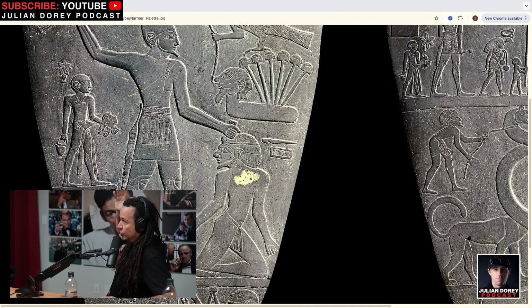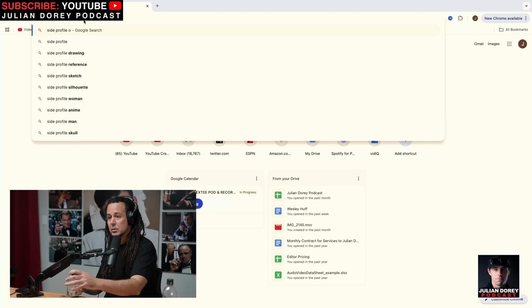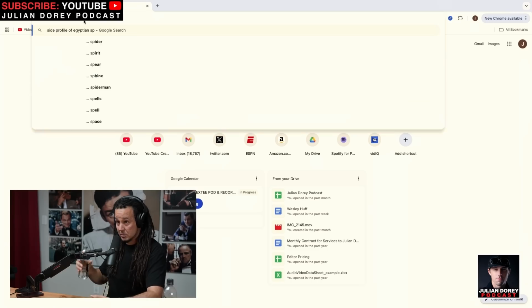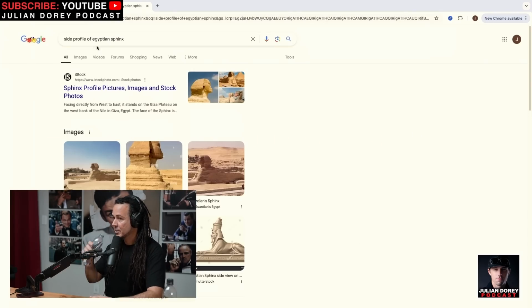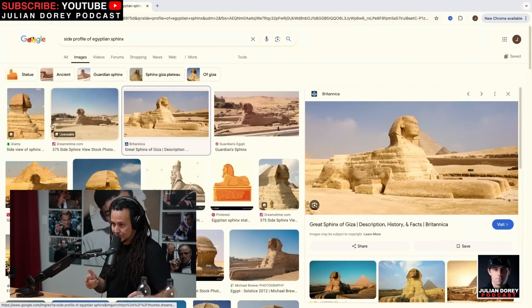Now go back to the Sphinx. Put in side profile of Egyptian Sphinx. Side profile Egyptian Sphinx. Did I mishear this 10 minutes ago? I want to make sure I'm following all this because it's kind of blowing my mind. But you were saying that they elongated it over time? Yeah, correct. And how long is that time?